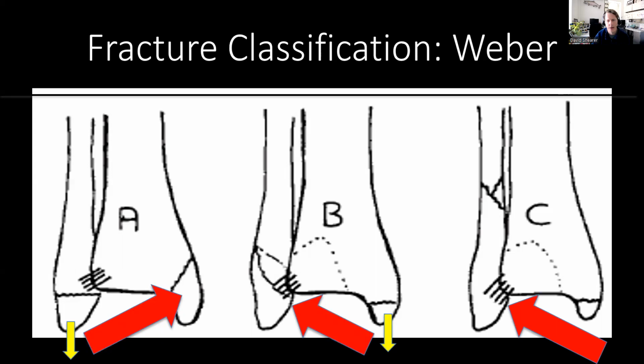In the Weber C fracture, again, the talus is translating laterally, but in this case, the energy is traveling up through the syndesmosis and then breaking the fibula at a higher level. You can imagine that for the talus to push on the fibula and break the fibula at this higher level, there's no way to do that without also disrupting the syndesmotic ligaments. So this is the most important feature of the Weber C fracture.